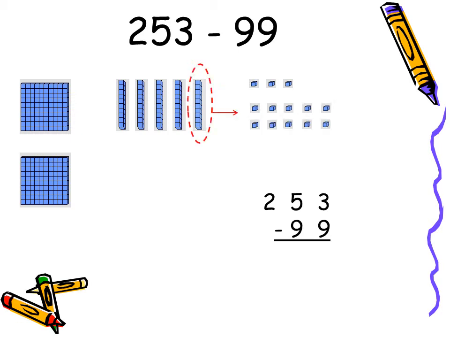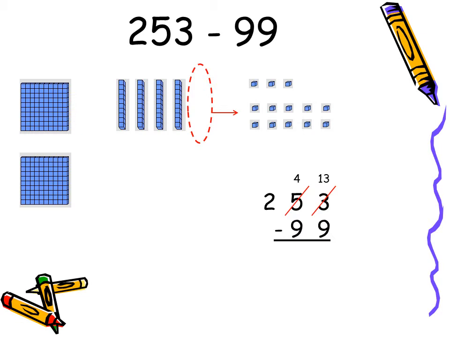But I know that one group of 10 is the same as 10 ones. So what I did was I exchanged one group of 10, or like one $10 bill, for 10 groups of 1, or for 10 ones. So in this case, it left me with 2 hundreds, 4 tens, and 13 ones. Notice how we must connect the written expression to the actual concrete model or pictorial.